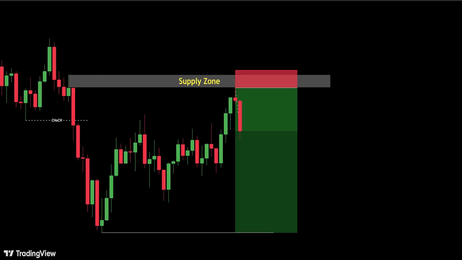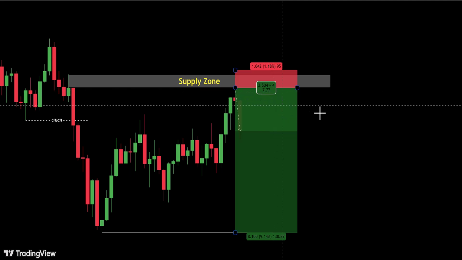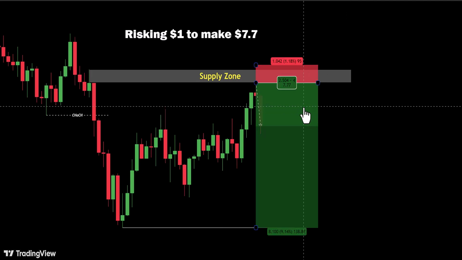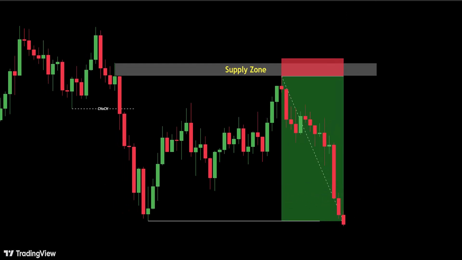Going back to the 4-hour, we now have the same setup, same target, and same selling area. But the risk to reward now goes from 4-to-1 to 7.7 risk to reward ratio. That means risking $1 to make $7.7. Just by refining, we've turned a decent trade into a highly profitable sniper entry. Now, let's go ahead and show another example with a demand zone.